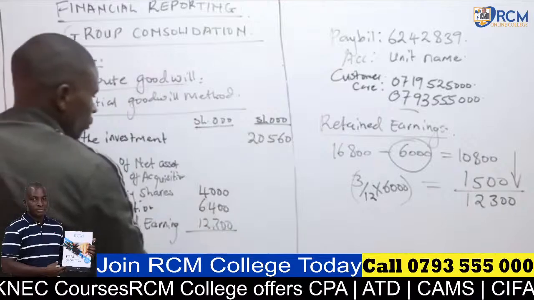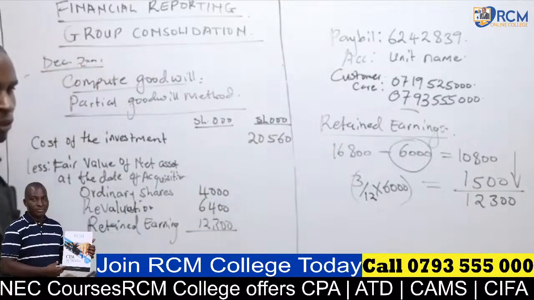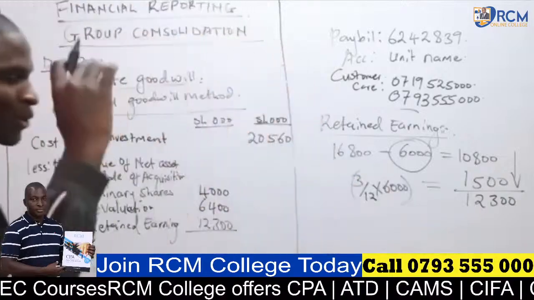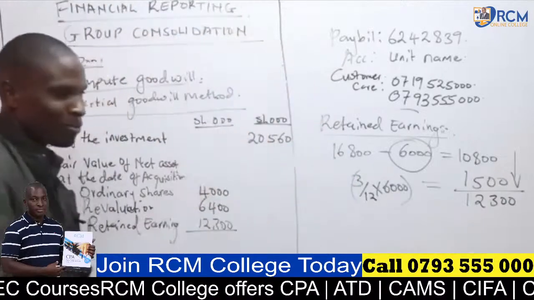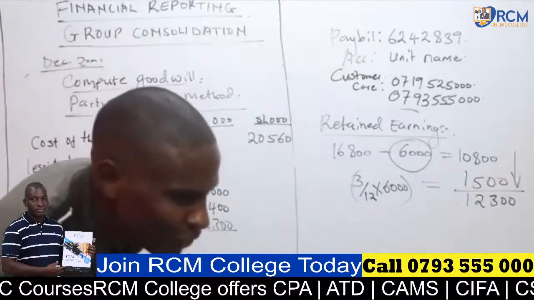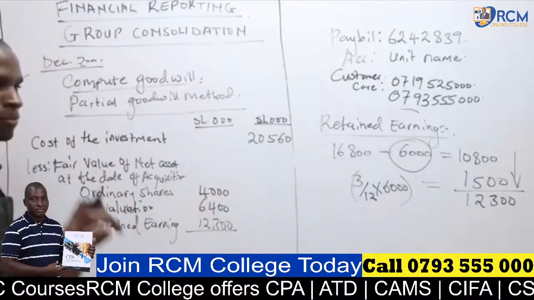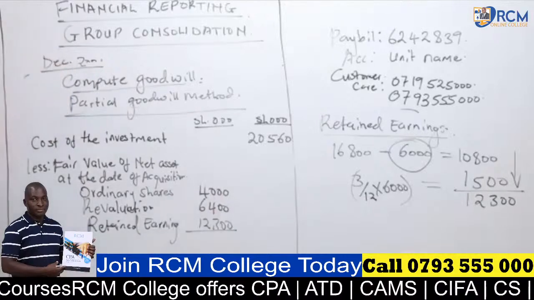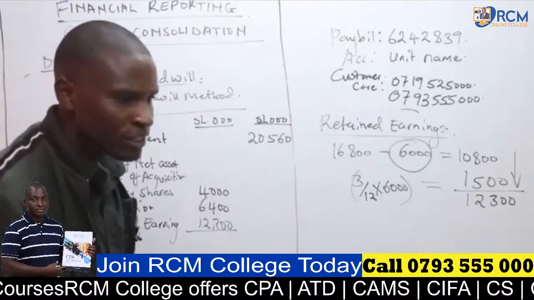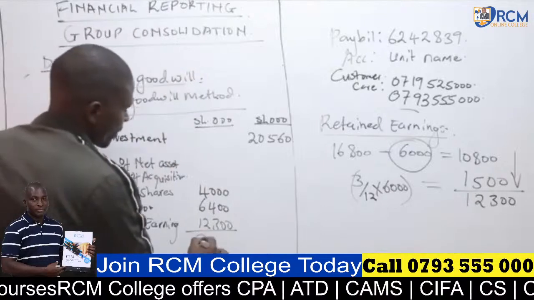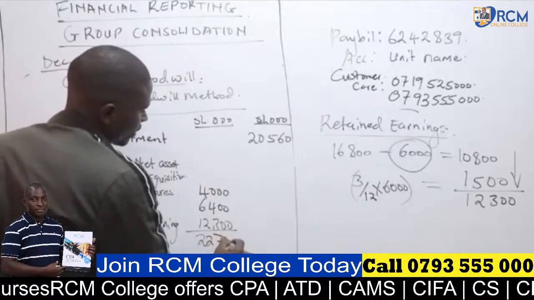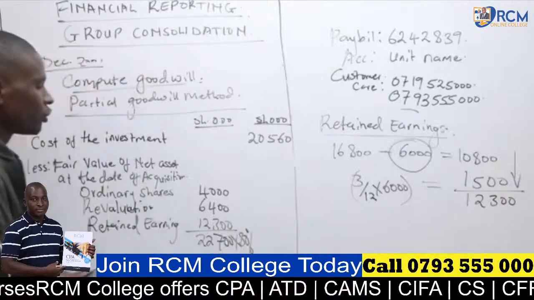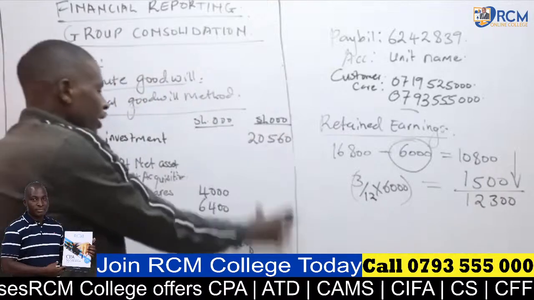What is 80% of this total? Give me the total here. Yes, it is 80%. The total is 22,700, so 22,700 times 80%. As the company, we are taking 80%. So give me the 80.